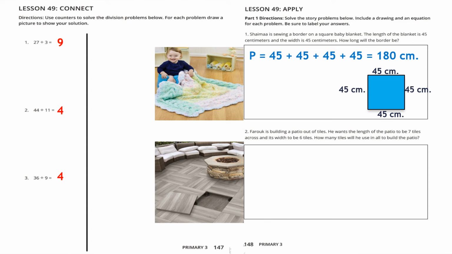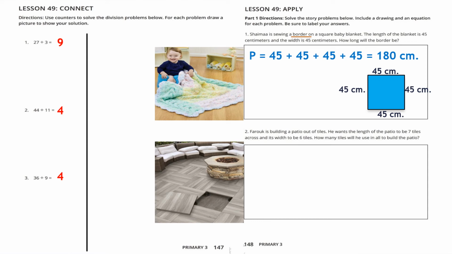Here, in number 2, Farouk is building a patio out of tiles. Patio out of tiles, it's like ceramic in the floor, like this ceramic in the floor. He wants the length of the patio to be 7 tiles across and its width to be 6 tiles. How many tiles will he use in all to build the patio? The patio here, it's like ceramic in the floor, okay?